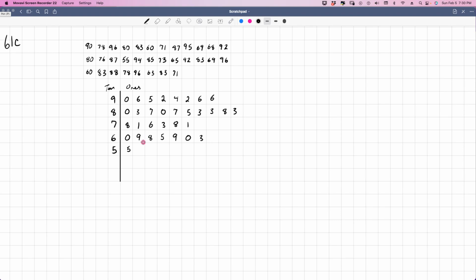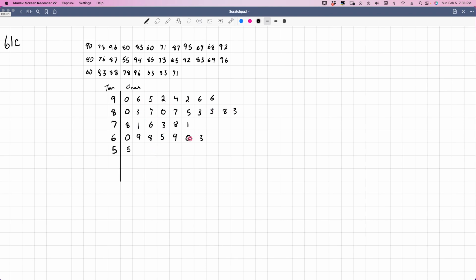So here is my stem and leaf plot for this set of scores. One of the things you want to do whenever you set this up is to double check your quantity. 1, 2, 3, 4, 5, 6, 7, 8... 16, 17, 18, 19, 20, 21, 22, 23, 24, 25, 26, 27, 28, 29, 30, 31, 32. So I have all of the numbers recorded.